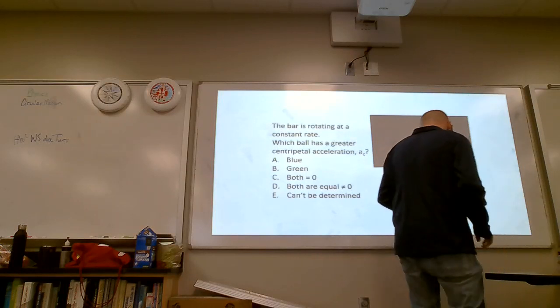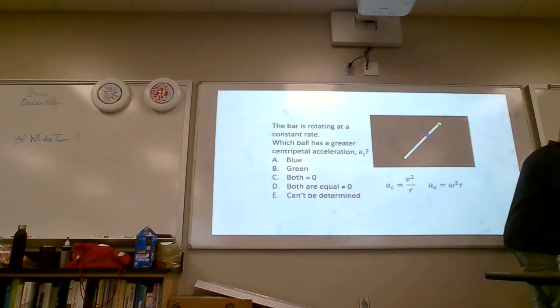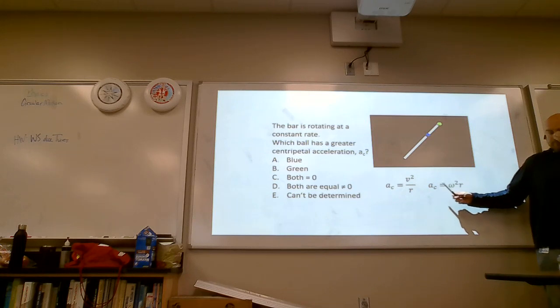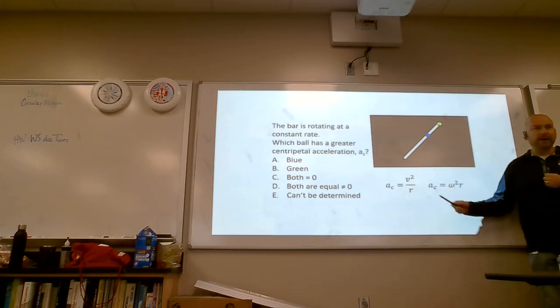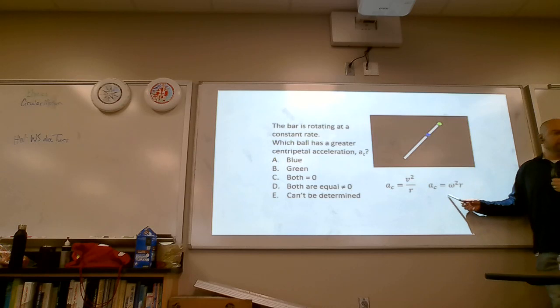To answer this question, I would highly recommend using the equations to guide your thinking. This one's kind of fuzzy. We'll come back to it, but this one's definitive. Both balls have the same rotational speed. That's really nice. So the only thing that's going to determine it is how far away it is. Which one has a bigger radius? The green. So the green has a greater centripetal acceleration.